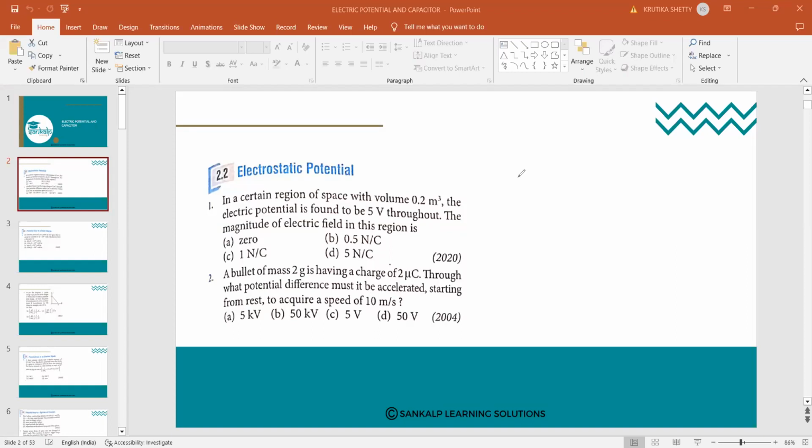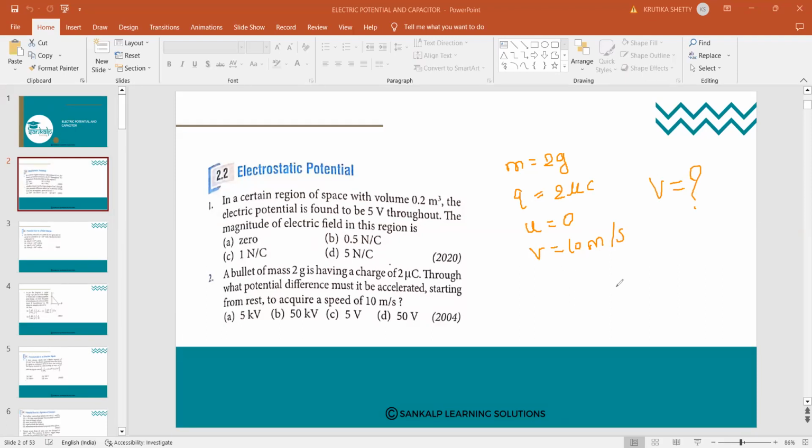They are asking about speed. What all they have given here? A mass of 2 gram having a charge of 2 microcoulomb. It is starting from rest, then it is having a speed of 10 meter per second. They are asking you the potential difference. So the options are 5 kilovolt, 50 kilovolt, 5 volt and 50 volt here.